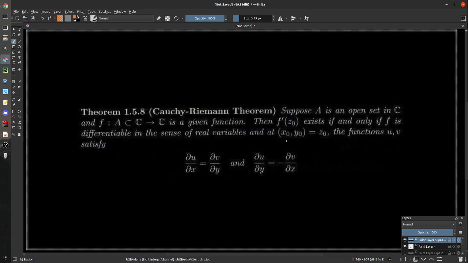So suppose that A is an open set in C and f is a function from A to C. Then f prime of z naught exists if and only if f is differentiable in the sense of real variables at x naught, y naught, a z naught, and the functions u and v involved in f satisfy partial u partial x is equal to partial v partial y, and partial u partial y is equal to negative partial v partial x.